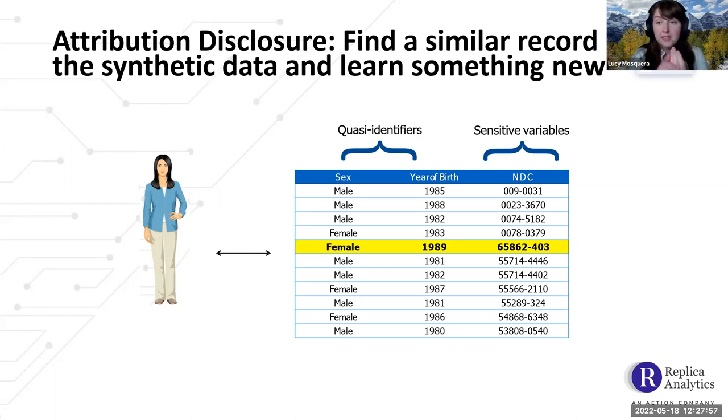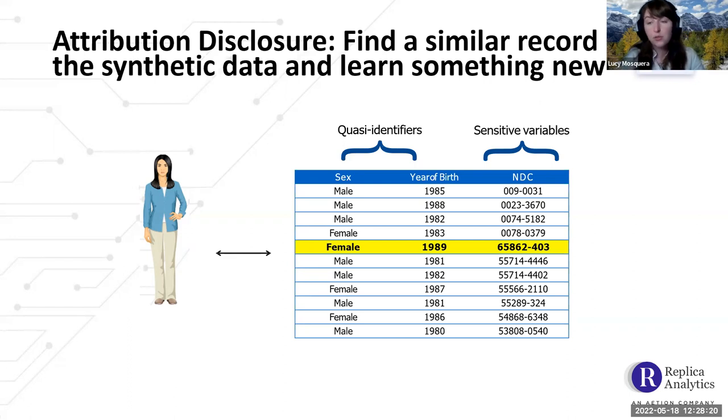And if this were a real data set, we would be done. We would say a re-identification has occurred. This is very bad from a privacy perspective. But in the context of synthetic data, you have to take it one step further. Since all the features in the data set have been synthesized, just because we found a row that looks like the lady in the blue cardigan doesn't mean that any harm will occur.